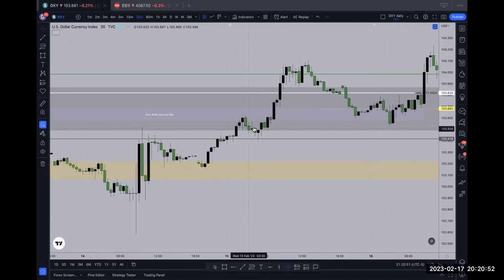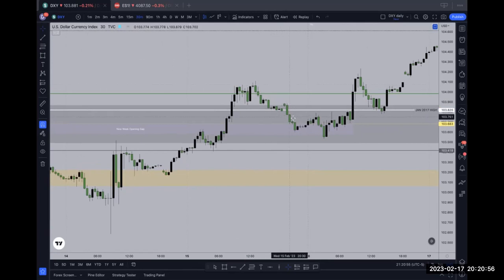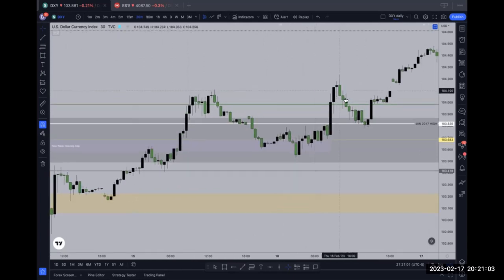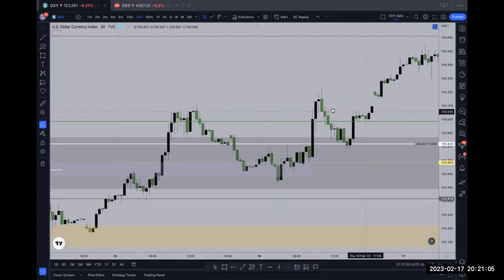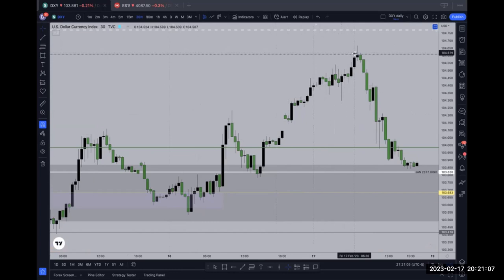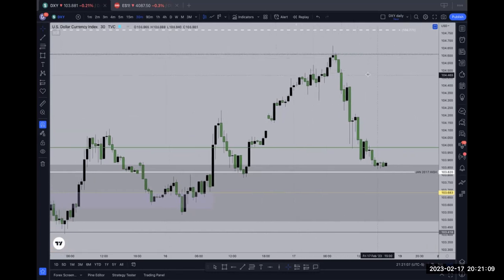And then the next day, Wednesday, we open up, trade higher, finally hit that resistance, back down to the new week opening gap. Find support there, rally, take out this high, retrace, using the January 2017 high, run one more time up to that midpoint on the daily, and then reject off of that into the close on Friday.